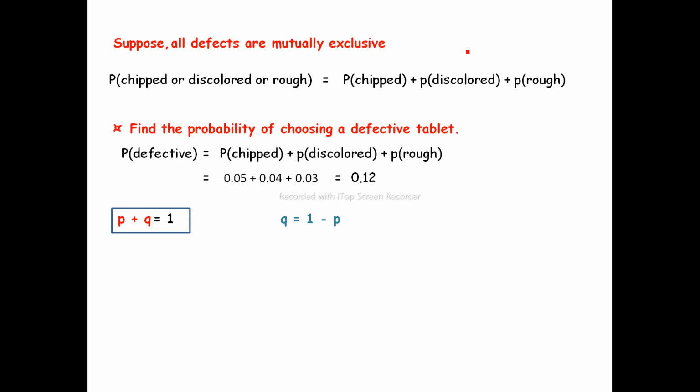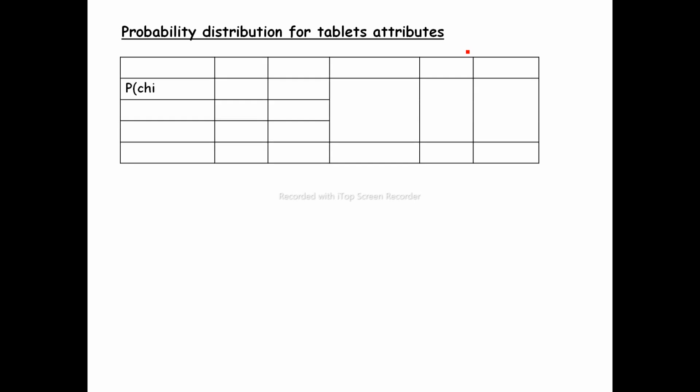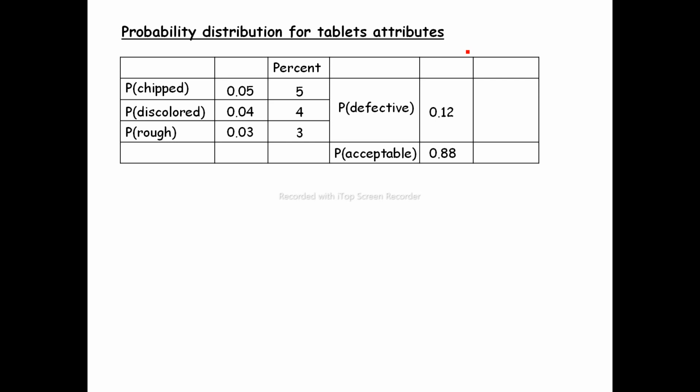So you can say the probability of getting an acceptable tablet is Q. So you will get 0.88. So the probability of getting an acceptable tablet is 0.88, or you can say 88%. Okay. So you will make a table like this, and if you write it in percentage, the probability of chipped is 5%, the probability of getting a discolored tablet is 4%, the probability of getting a rough tablet is 3%. And for defective and acceptable, we have got 12% defective tablets and 88% acceptable tablets.